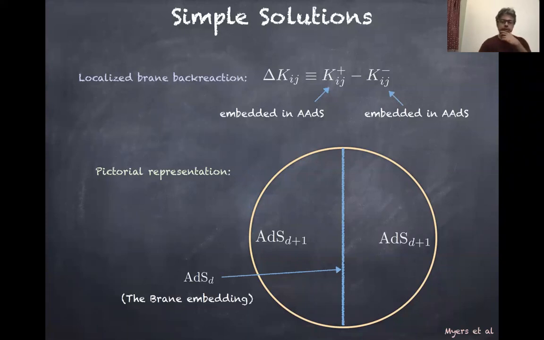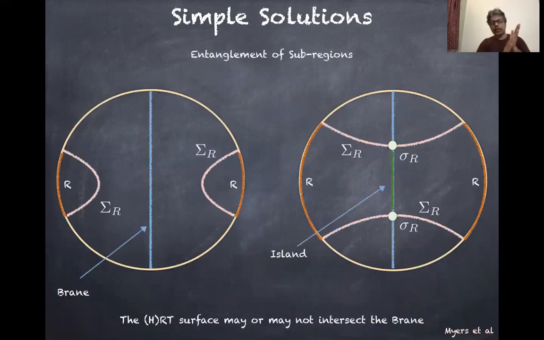Okay, so let me proceed. So now, with this, we are going to ask the simple questions of how to compute entanglement entropy of various subregions, etc. Now, suppose I look at the D plus one dimensional AdS geometry, and then I ask for the entanglement entropy of a subregion which is this orange arc here, which I denote by capital R. Okay, so that's a valid question.